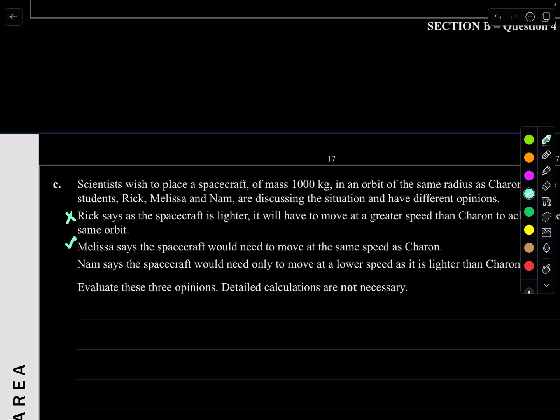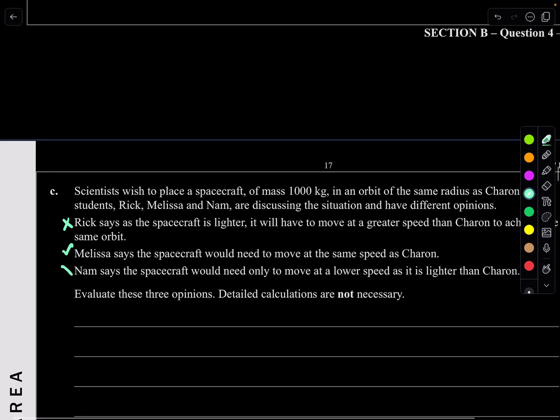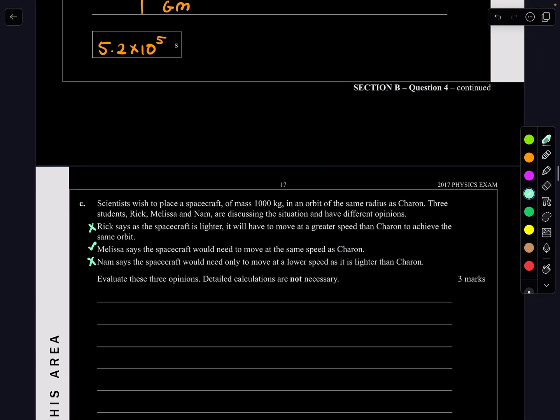All you need to do, if you still put it in the same orbit, the same radius, it will move at the same velocity. Or if you put it at the same velocity, it will move at the same radius. It's independent. So Nam is also wrong. And yeah, so what we're just going to do is evaluate these here.